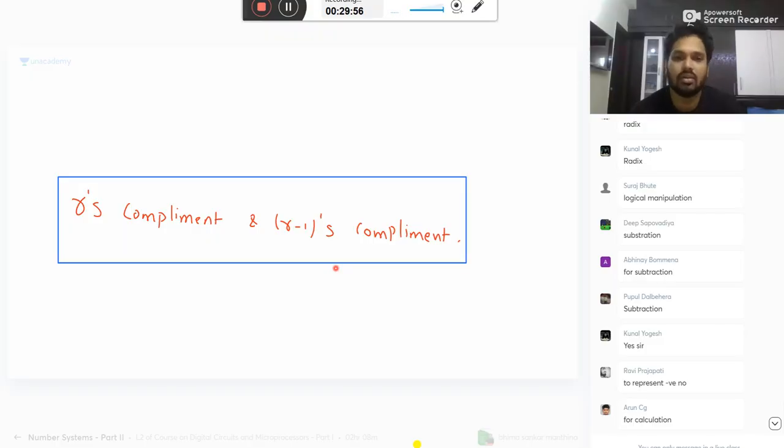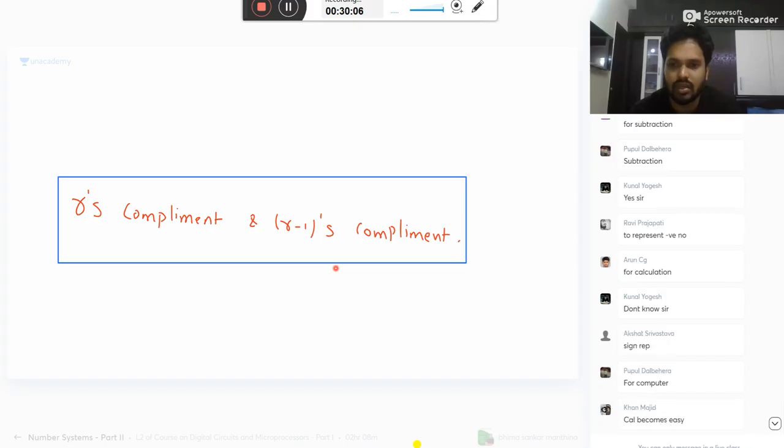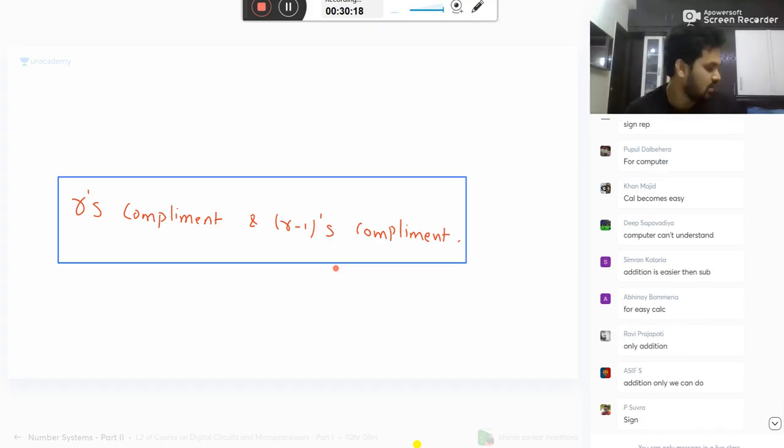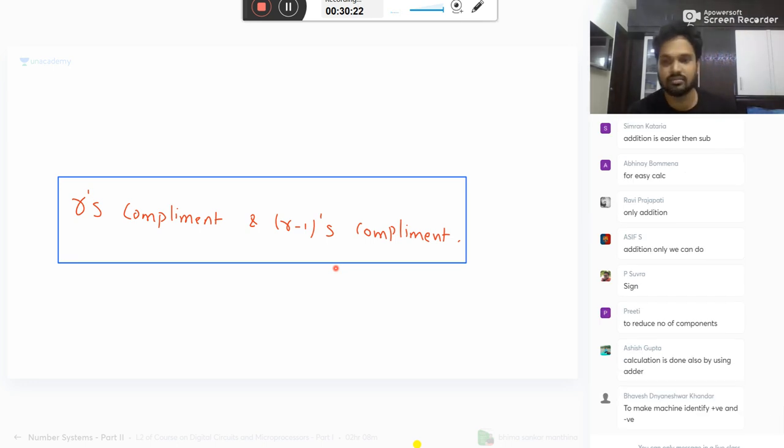I am asking, why can't you do direct subtraction? Is there any advantage if you use this complement and do the subtraction? Sign representation, calculation easy. Computer can't understand. Why addition is easy, Simran? Somehow you are right, but not that addition is easy. We can do both the operations using addition.